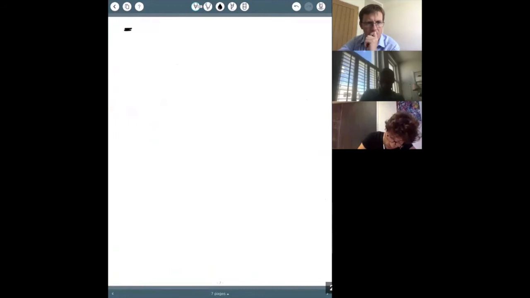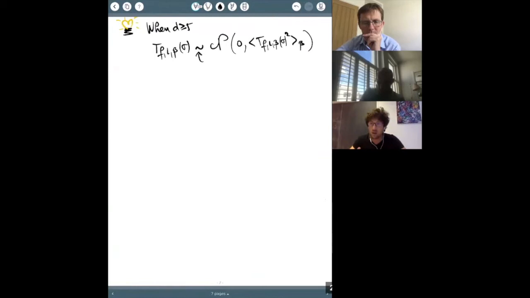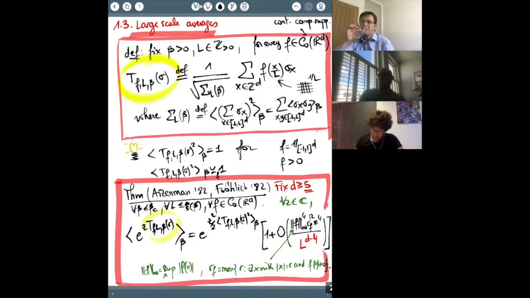So here it really says, when d is larger or equal to 5, T_{F,L,β}(σ) is roughly a Gaussian random variable, and the variance, of course, is the variance of the variable. Okay? So it's roughly Gaussian. So the large scale averages are Gaussian. And here, this is never really Gaussian, but it's more and more Gaussian when L tends to infinity. Okay, so that's the original result.